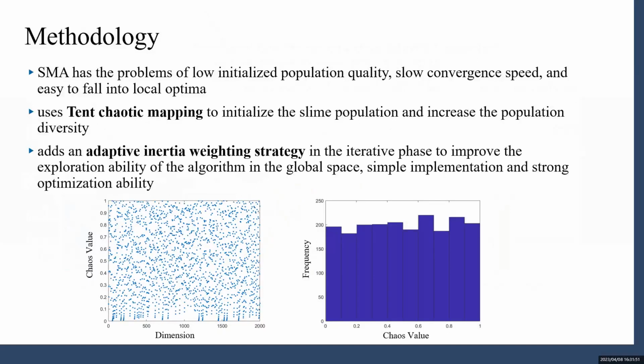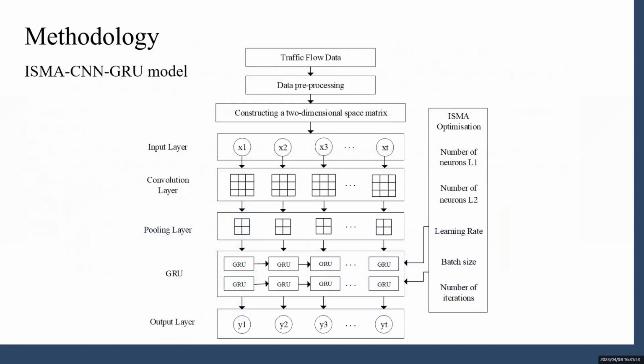So the ISMA-CNN-GRU model is built to predict the short-term traffic flow. First, the traffic flow is pre-processed and transformed into a two-dimensional spatial and temporal matrix, and the training set is fed into the convolutional neural network to extract the spatial distribution features of traffic flow.